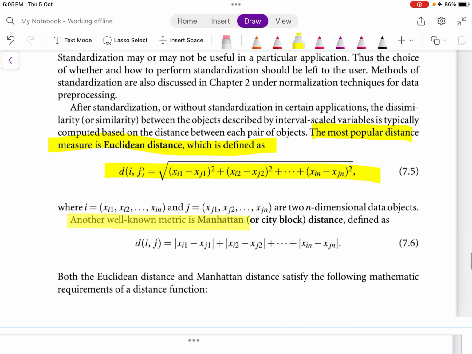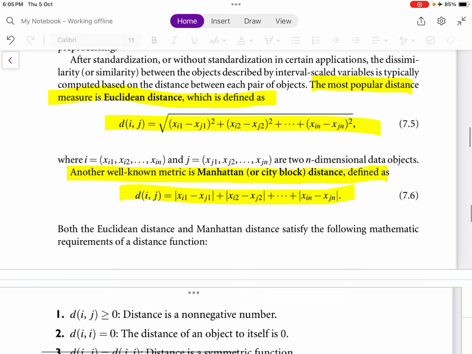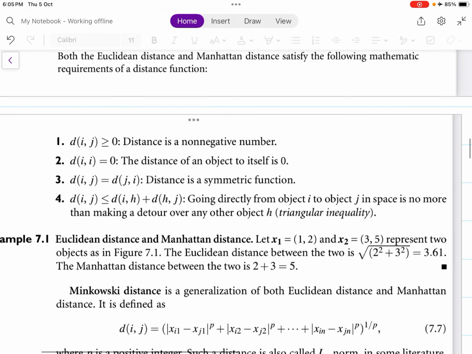Another well-known metric is the Manhattan distance. This is your formula for Manhattan distance. Both Euclidean and Manhattan distance satisfy the following mathematical requirements of a distance function. So distance is a non-negative number. The distance of the object to itself is 0. Distance is a symmetric function.